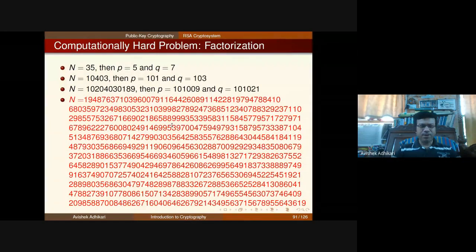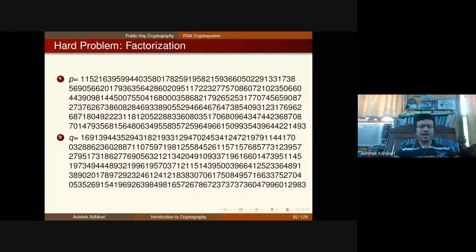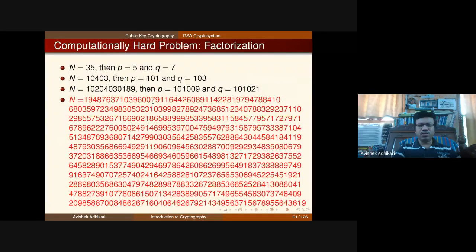You will be happy to know that not only you, but a supercomputer will also not be able to provide you the factorization of this big number very quickly. It may take say 100 years to give you the factors, because this is the product of these two big primes. I have already given you an example of 904 digit long primes, but here it's around 300 digit long primes. So each of P and Q is around 300 digits long. This number is nothing but the product of these two big primes.